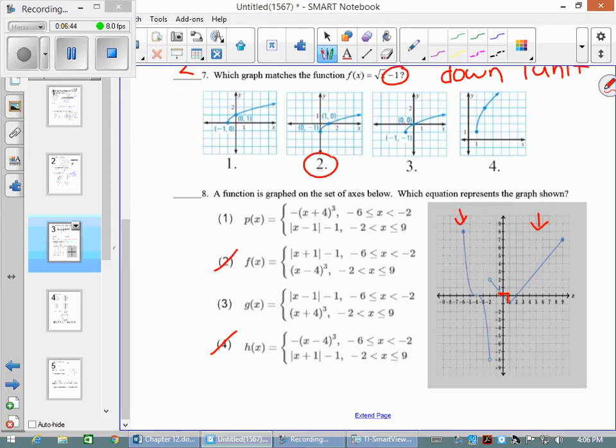Now, if I look at my cubic, my first graph here, we see that it has a domain from -6 to -2. So the option that has that as our domain would be option.